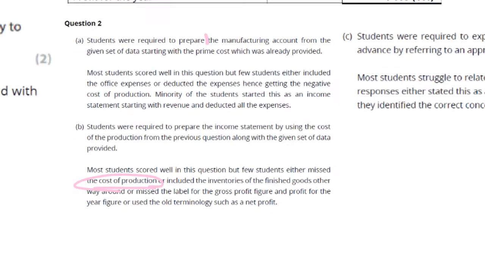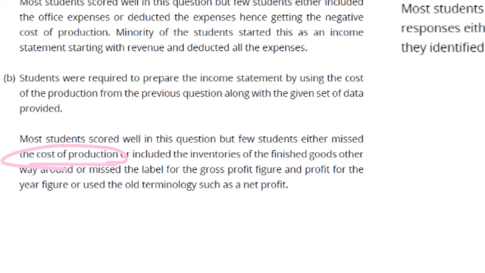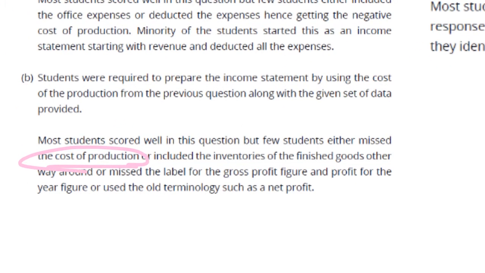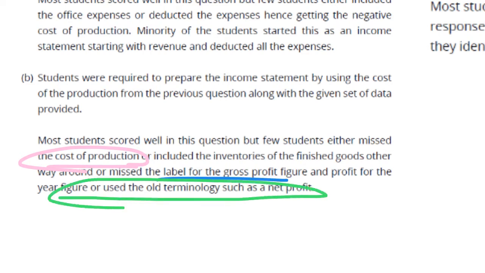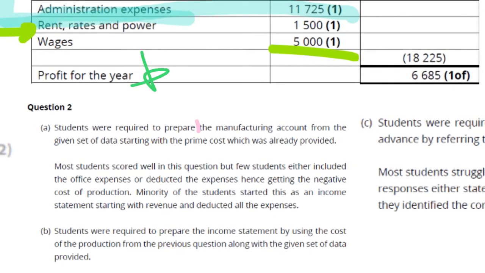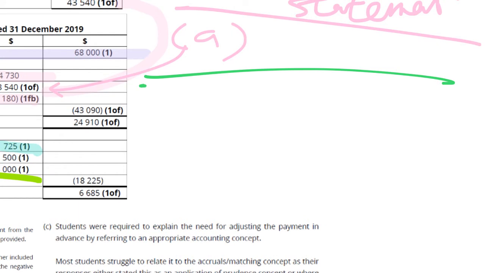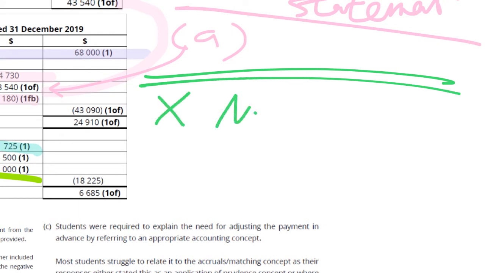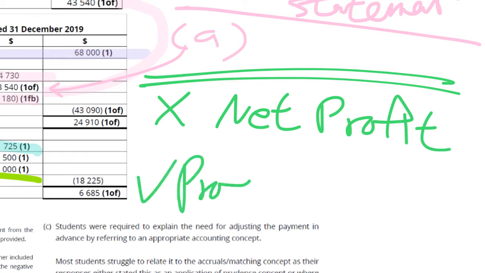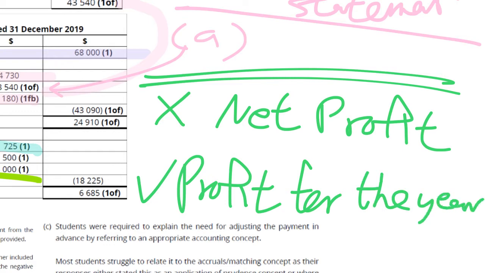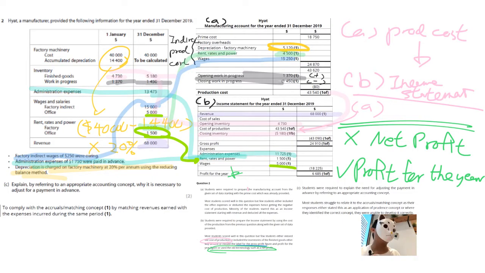This is the first thing I would like to mention. The second thing, some students omit the label for gross profit, and they use the old terminology for net profit. So remember, right now, don't put down net profit, it must be wrong. It's profit for the year. That's why it's very important for students to read the exam report, otherwise you don't know what the common mistakes are.